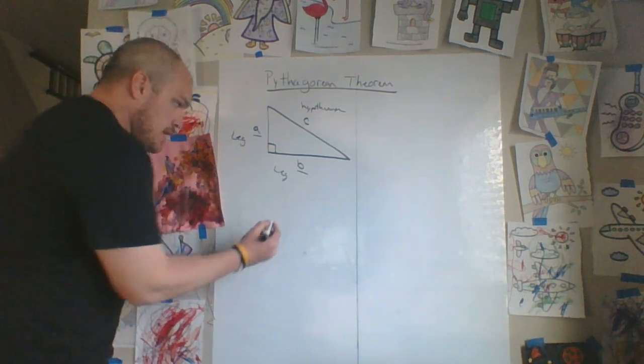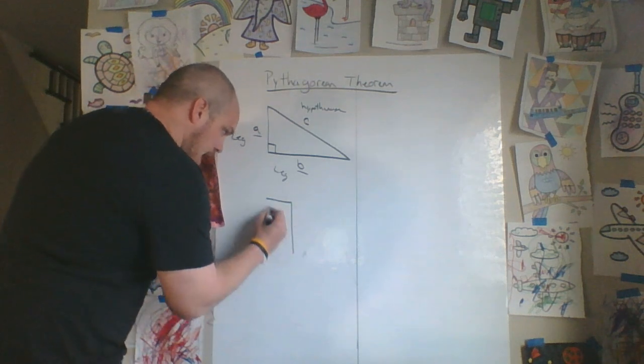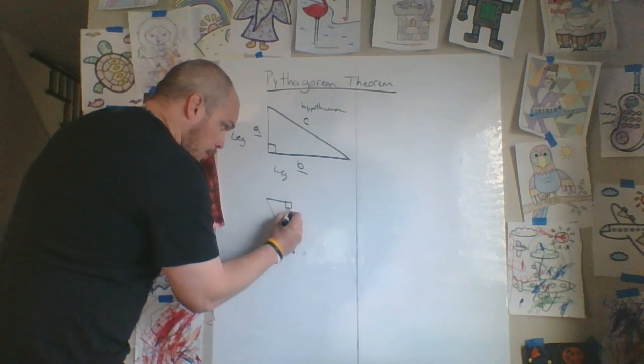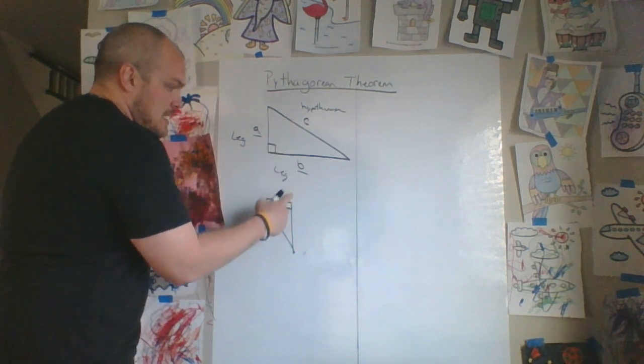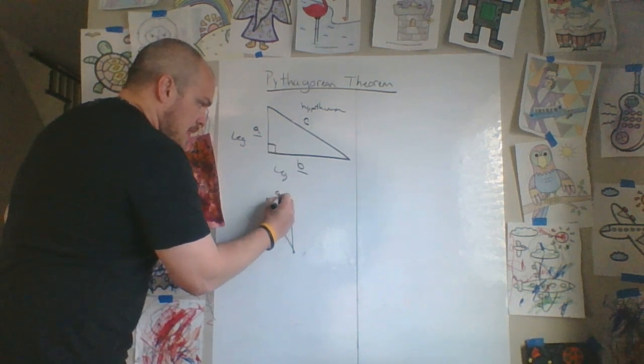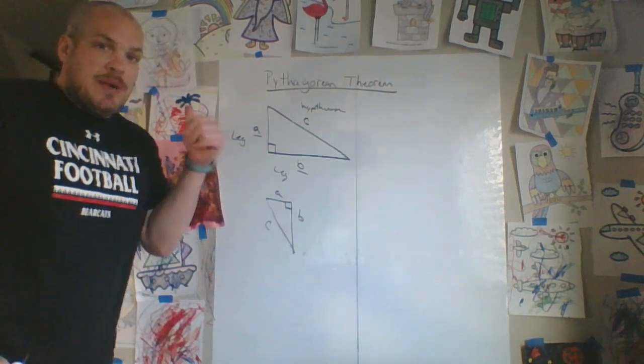I'll give you another look at a triangle. If you had your right angle in the upper right-hand corner, C is directly across. C is always directly across. And then we have A and B as our two legs. So this is another type of right triangle we can use.